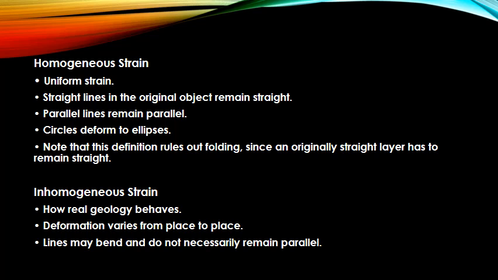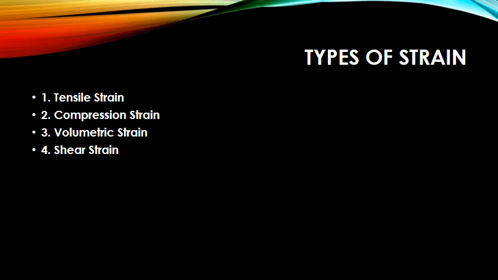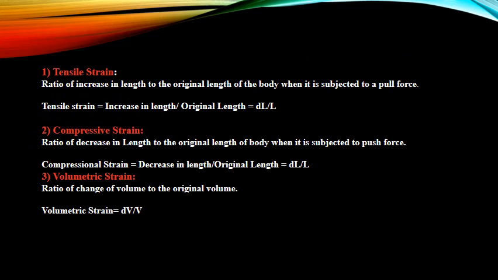In the inhomogeneous way, a bend takes place, as well as a non-parallel system which is developed, and that concept is known as inhomogeneous. After that, there are some types of strain: first is the tensile strain, second is the compressive strain, third is the volumetric strain, and fourth is the shear strain. We will describe them in detail in the next slide.